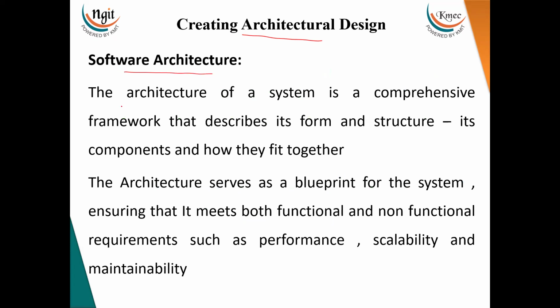What is software architecture? The architecture of a system is a comprehensive, which means a detailed, framework that describes its form and structure, its components, and how they fit together. The architecture serves as a blueprint for the system, ensuring that it meets both functional and non-functional requirements such as performance, scalability, and maintainability. So that is what software architecture is.